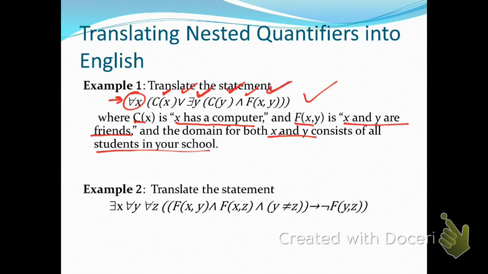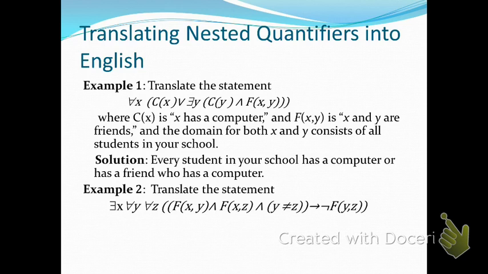Now, we don't say that in English. In English, how would we sum that up? In English, this statement would mean every student in your school has a computer or has a friend who has a computer. In English, either statement is correct, but we generally wouldn't say the statement that I read earlier first. Let's translate this statement here.